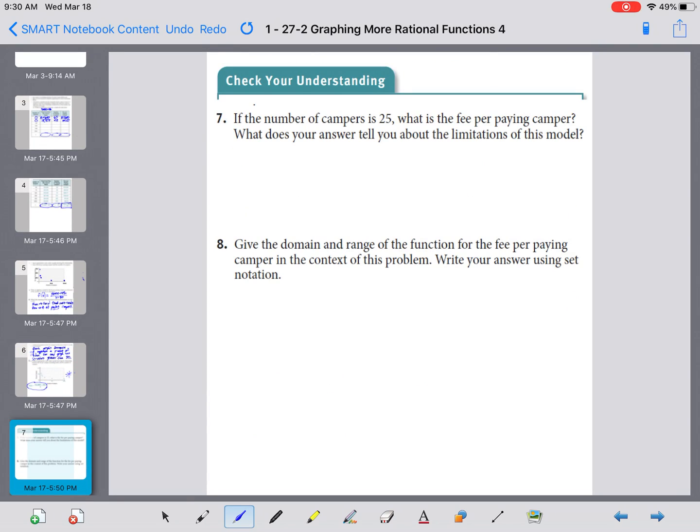Okay. So let's try this a little bit. Check out number 7 and number 8. These are good problems using the new graph, the one with the x minus 30 in the denominator. So pause the video here and try to answer 7 and 8.